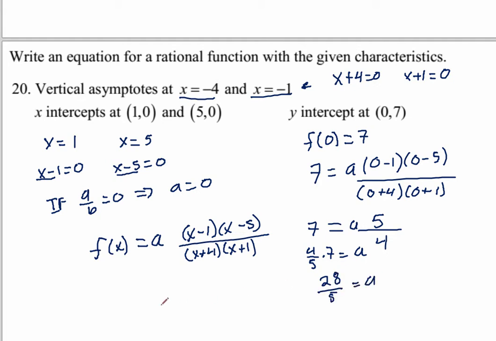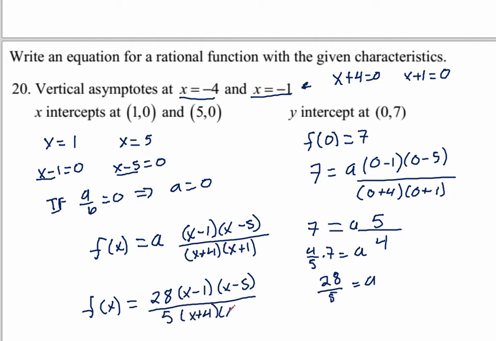or 28/5 is equal to a. Okay, so my function f of x is equal to 28 times x minus 1 times x minus 5. Putting that 28 in the numerator, I'm going to put that 5 in the denominator. I'm going to get x plus 4 times x plus 1, and I'm going to leave it to you to multiply out the numerator and denominator. I'm not going to do that for you.